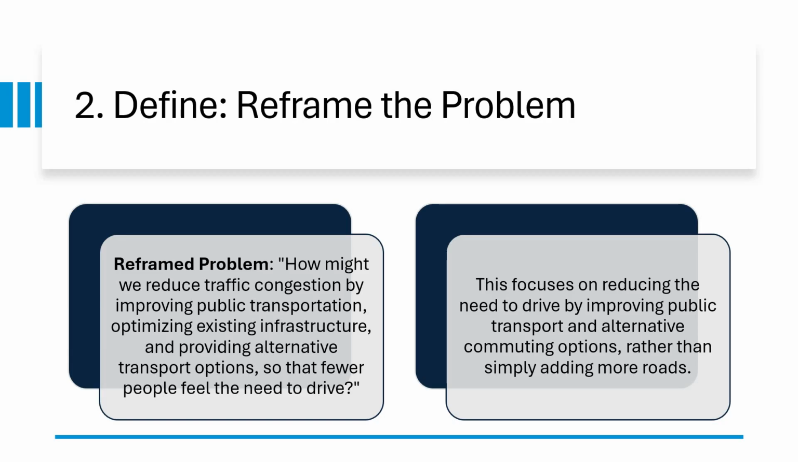Now we need to rephrase the problem. We understood what is the problem. We have gone deeper into that, and so the problem is not just about building the bridges or building new roads. It is going to be another one. We will rephrase the problem. How might we reduce traffic congestion by improving public transportation, optimizing existing infrastructure, and providing alternative transport options so that fewer people feel that they need to drive? That said, we change the problem statement.